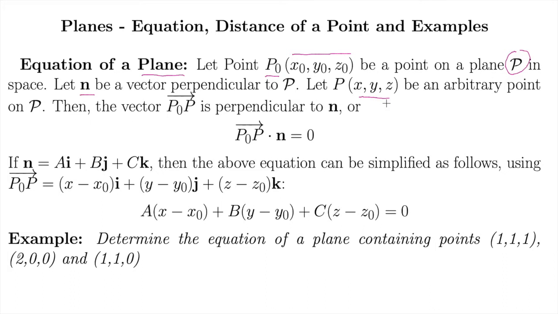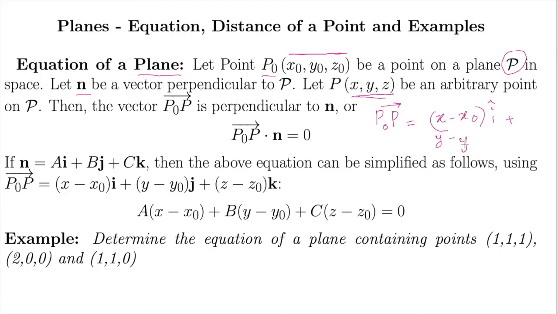Now if P is any point on the plane and P0 is also the definite point on the plane, then what is this vector P0P? This is nothing but (x minus x0) i, (y minus y0) j plus (z minus z0) k.